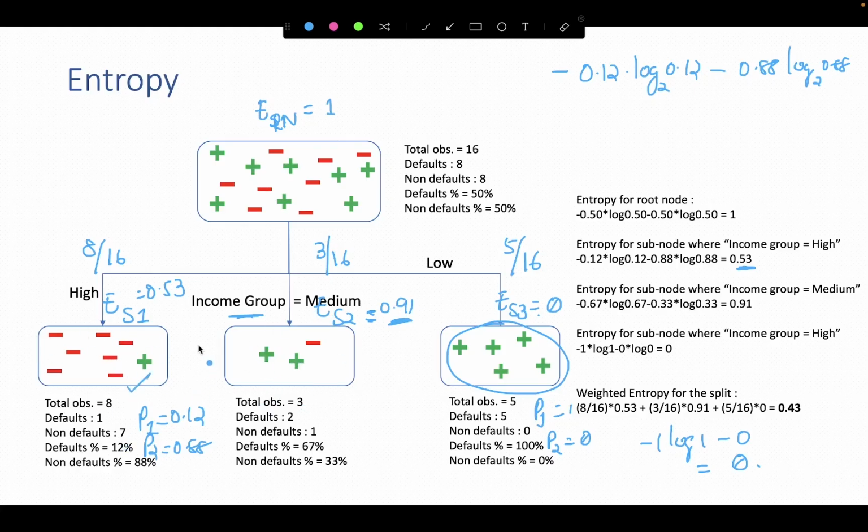Okay. So whatever the case, since we have computed the individual entropy values at every node, you multiply these entropy values with the respective weights that we have deduced and then add all of these multiplicative terms so as to attain the weighted entropy value. As we can clearly understand, the entropy at the root node, 1, minus the weighted entropy that you have computed for the income group split is going to be 0.43. The resultant information gain here is 0.57.